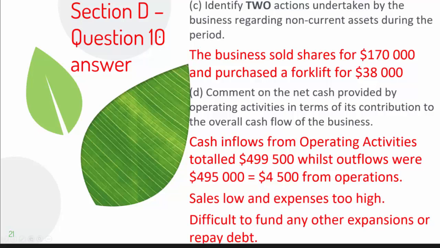Sales are low and expenses are high, if you said that, and the impact will be that it's difficult to fund any other expansions or to repay debt if the funds from operations are so low. So really that's the engine room of your business, and if this continued, you'd think that the business wouldn't last much longer.